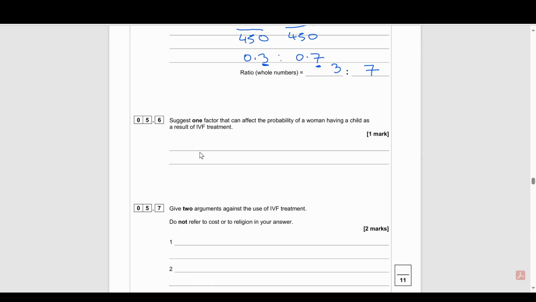.6. So just one factor that can affect the probability of a woman having a child as a result of IVF treatment. Well, when it says affect the probability, realistically what's going to decrease the probability? Well, one thing that can decrease the probability of a woman having a child through IVF is their age. So as women get older, the chances that this IVF treatment is a success decreases. And this is because of women going through the menopause, which will affect hormones and structures to make this probability lower.